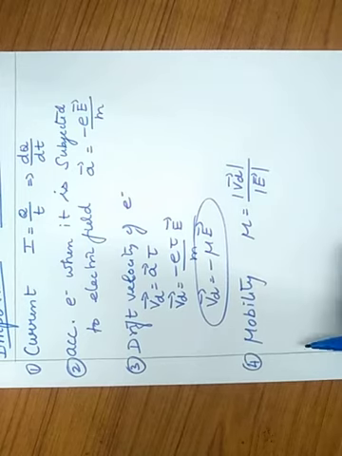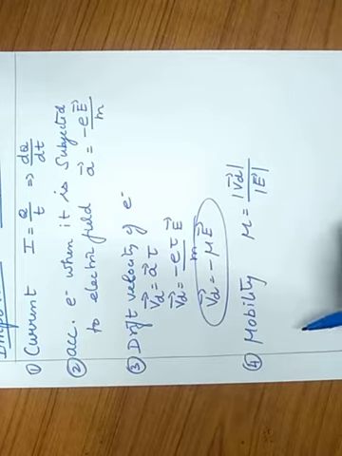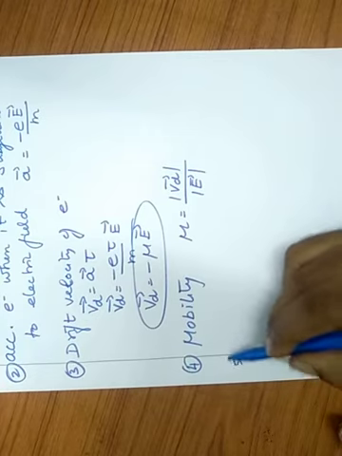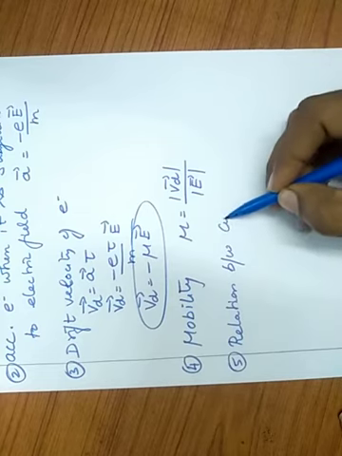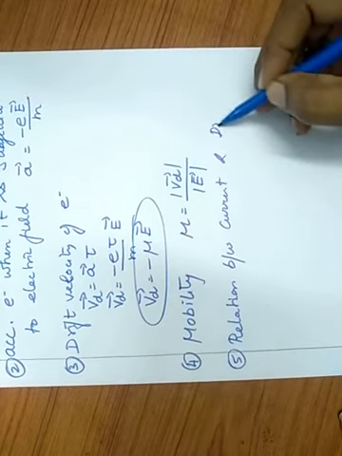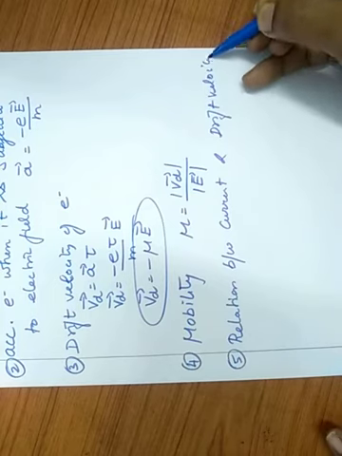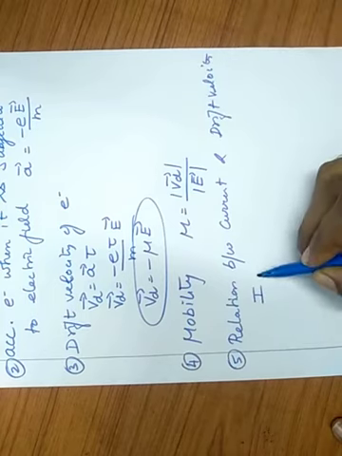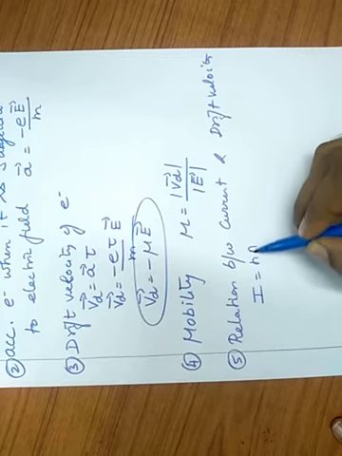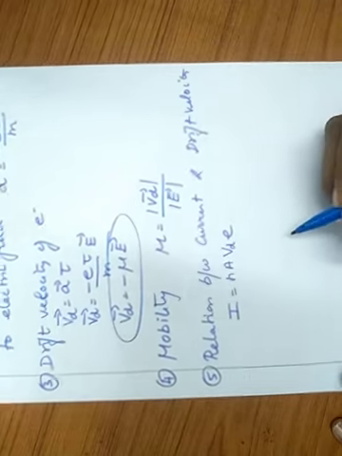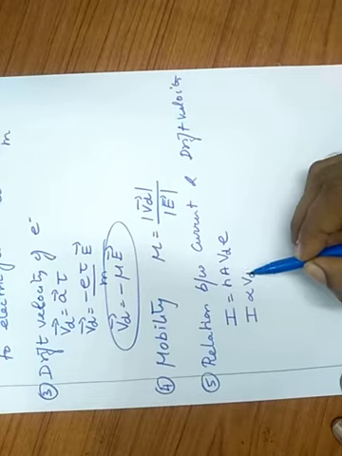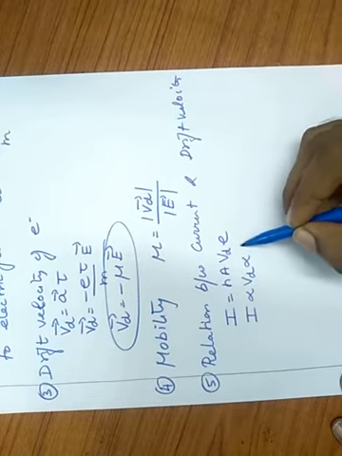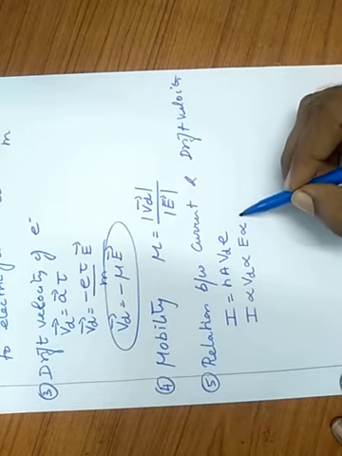The next, current density. Okay, before going to current density, we see the relation between current and drift velocity. Okay, fifth one, relation between current and drift velocity. We know very well that this is an important and valid expression: I is equal to n A Vd e. Here this expression indicates the current is directly proportional to drift velocity, drift velocity is directly proportional to electric field, and electric field is directly proportional to potential difference.